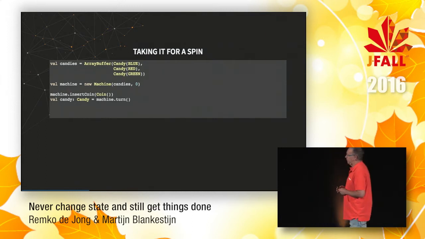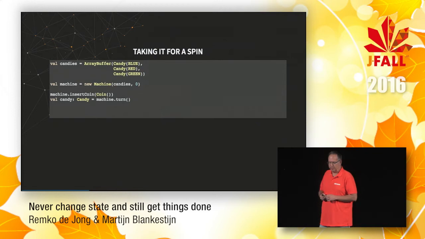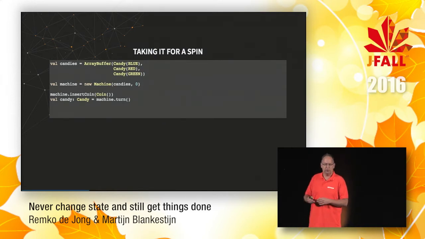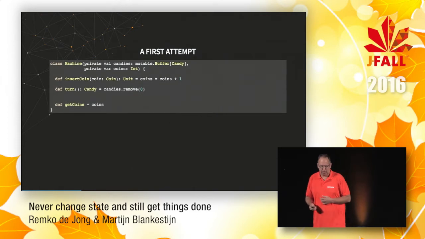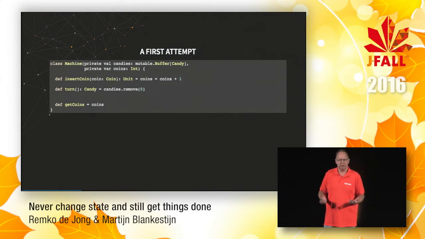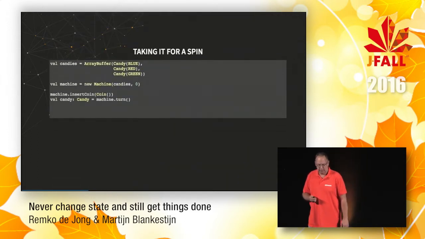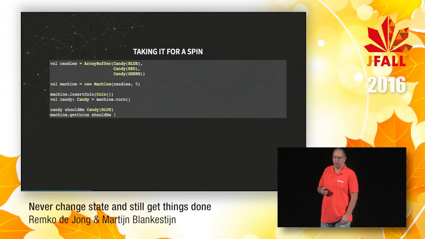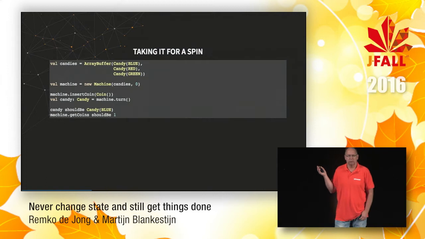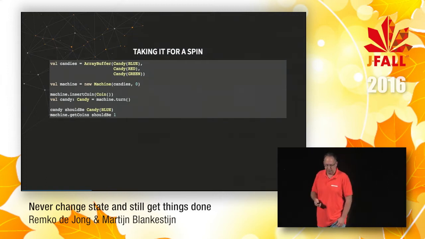And we take it for a spin. Well, code is as expected. You insert a coin. You have no return value. That's one thing I didn't mention here. It returns Unit. That's basically Java void. So it doesn't return anything. And we turn, getting us a candy, and we can do an assert. This is Scala test code, but you can already see the equivalent in JUnit.